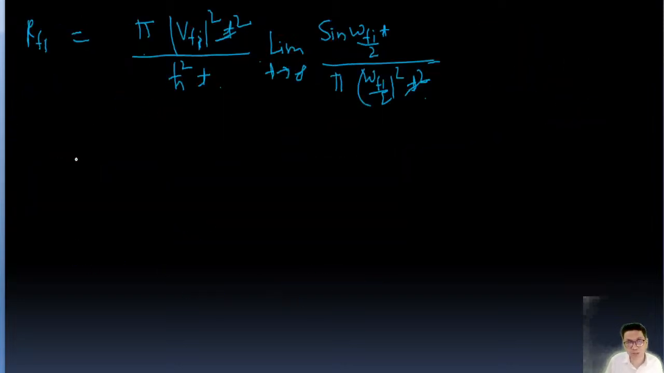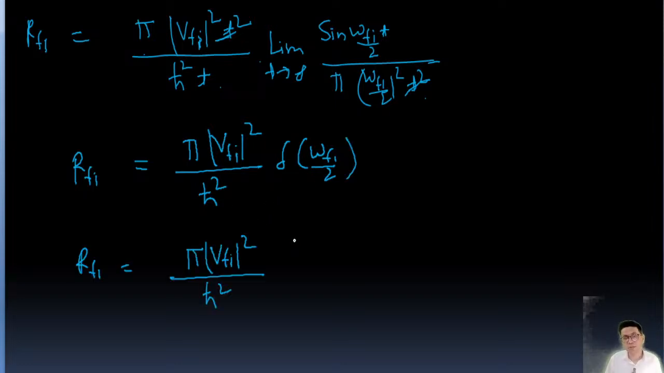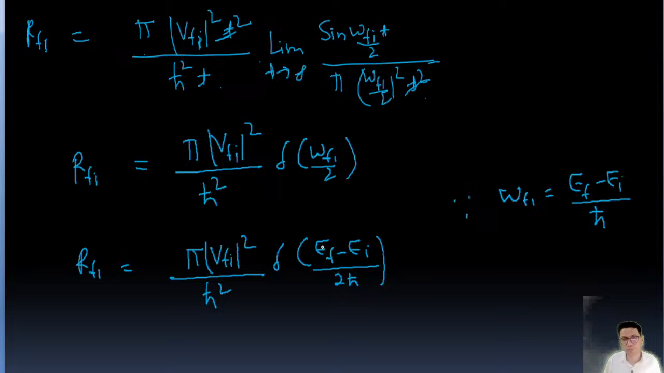So the RFI value is going to be pi VFI mod square upon h cut square and pi by 2, delta omega Fi by 2. This is the delta, and the Fi value we know, right? This is EF minus EI by 2h cut. Since we know it, put the value here, and now we can use the property of Dirac delta.